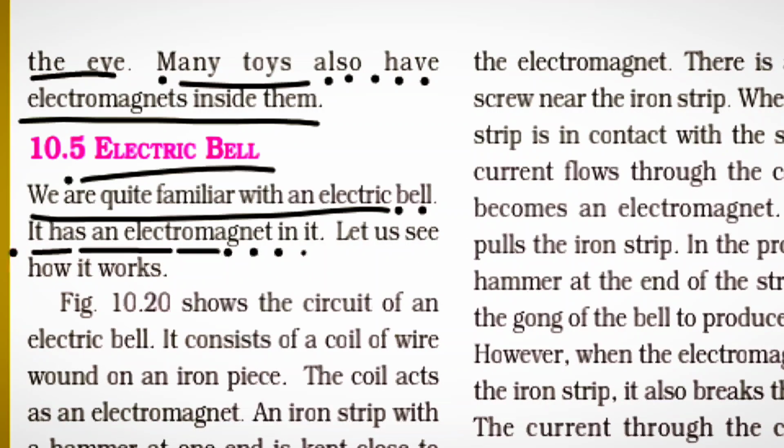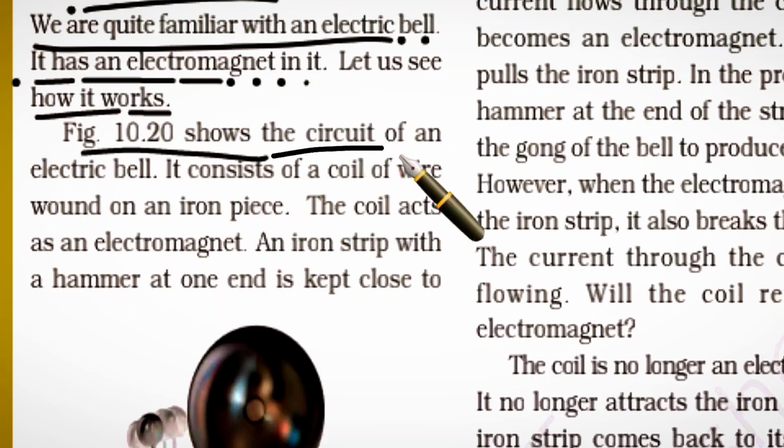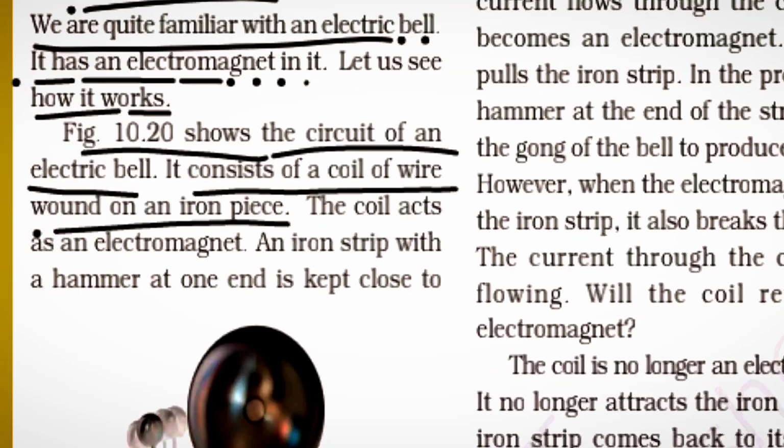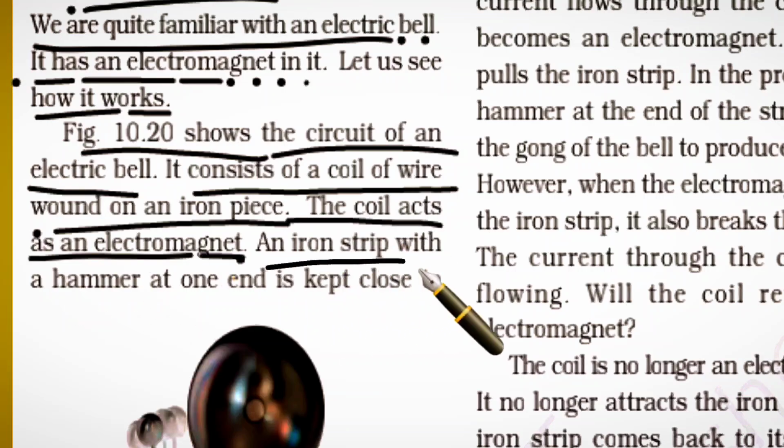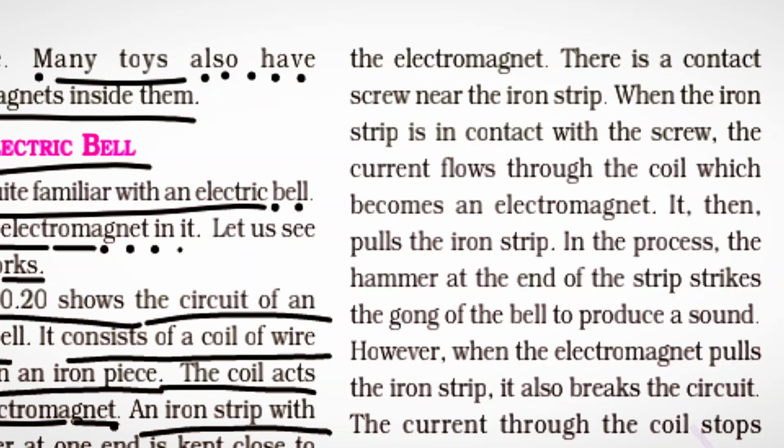Let us see how it works. Figure 10.20 shows the circuit of an electric bell. It consists of a coil of wire wound on an iron piece. The coil acts as an electromagnet. An iron strip with a hammer at one end is kept close to the electromagnet. There is a contact screw near the iron strip.